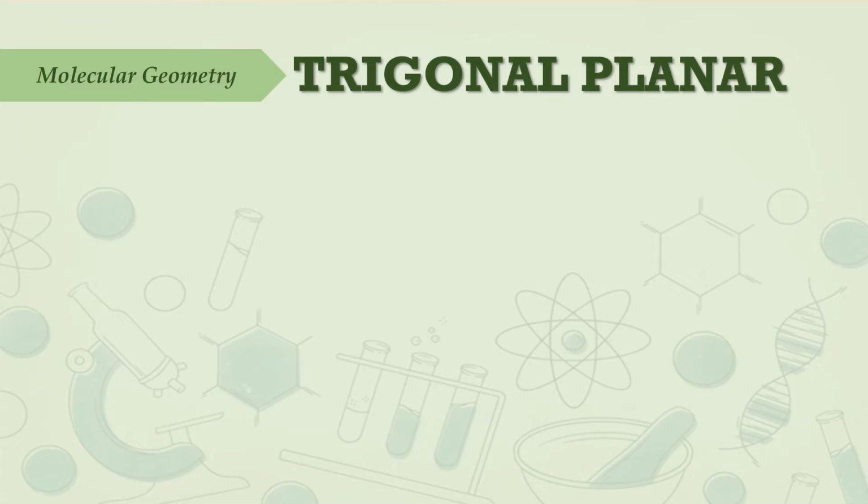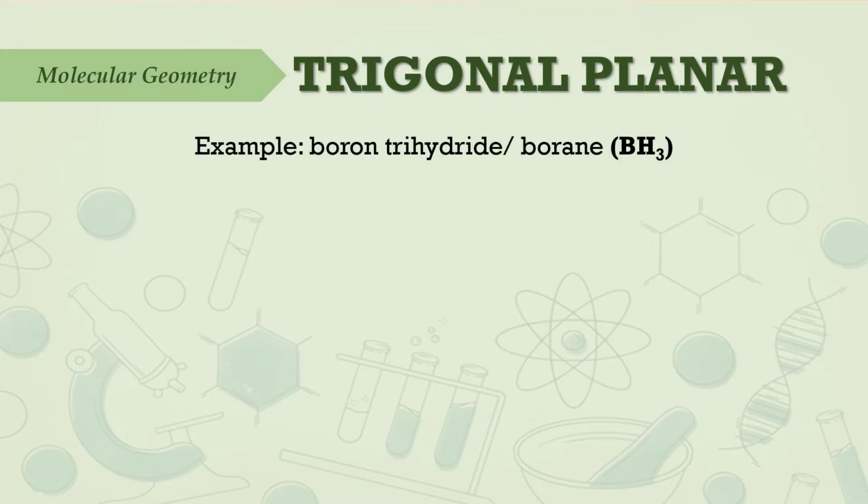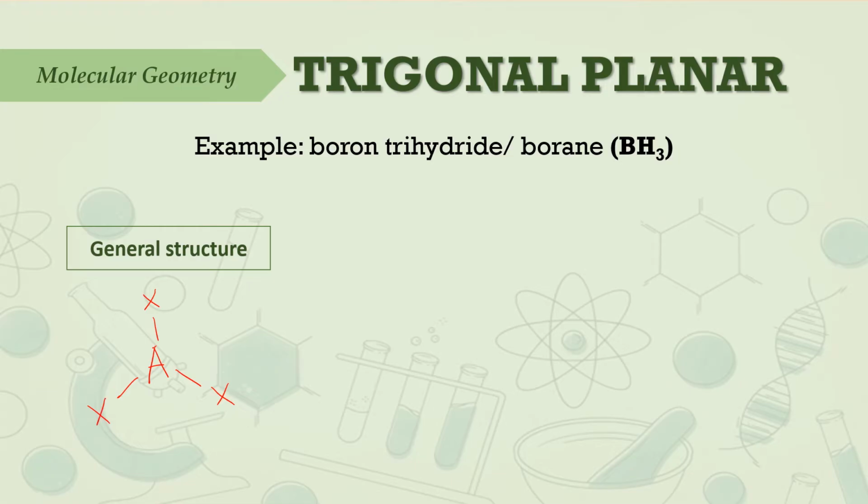The third molecular geometry is the trigonal planar. And we are going to take boron trihydride, or borane, as an example. The general structure for trigonal planar is we have a central atom, and this time we have 3 attached atoms. So if you are going to draw trigonal planar later on, you just have to follow this general structure.